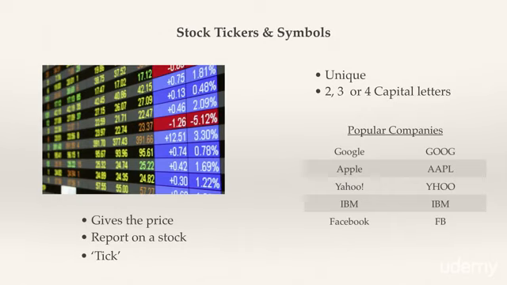So for example, Google kept the first 4 letters, Apple added an extra A and removed a P, Yahoo removed the A, IBM conveniently chose its own letters, and Facebook just kept the F and B.